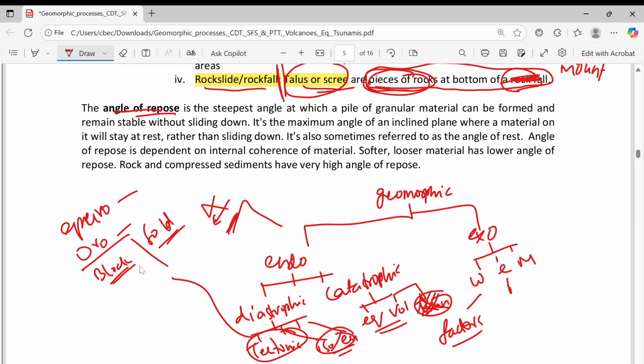Then erosion. This weathered material, when it is transported from one place to another, in the process will erode some part of the mountain. That is what is called erosion. Erosion types we have seen: abrasion, attrition, like that. Then mass wasting: landslide, earth flow, mud flow, and then rock fall. In landslide we have seen debris slide or slump.